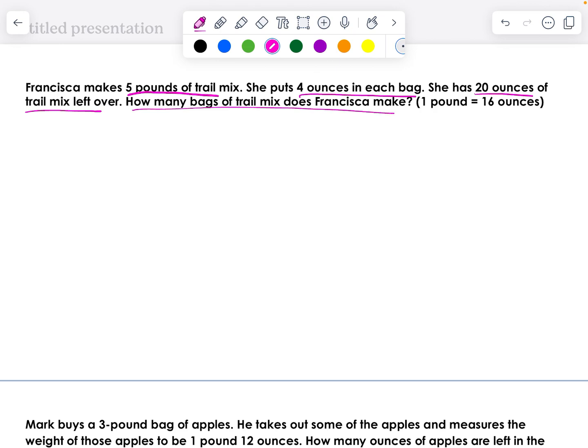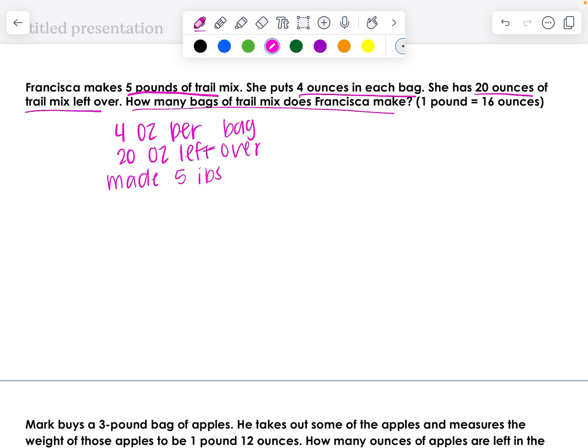Okay, looking at this problem, I gotta really understand what it's asking me, because this is a pretty complex problem, or it has a lot of questions to it. So she makes 5 pounds. So she does 4 ounces per bag. 20 ounces left over. And she originally made 5 pounds.